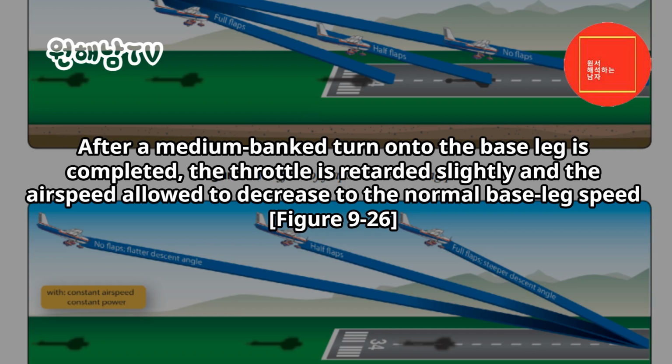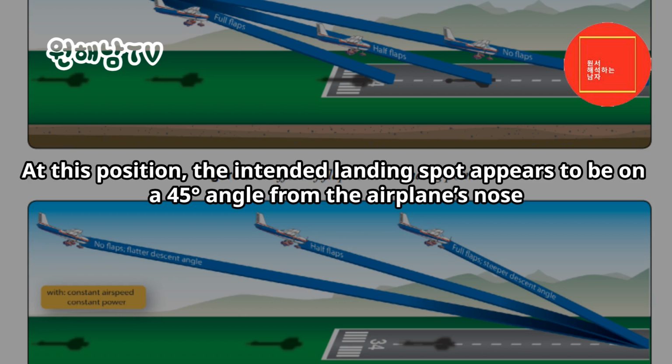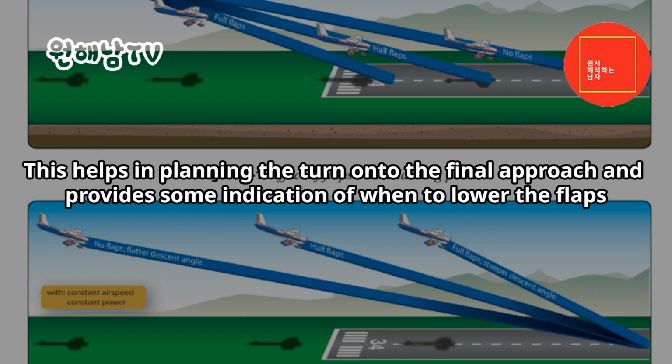Figure 9-26. On the base leg, the airspeed, wind drift correction, and altitude are maintained while proceeding to the 45 degrees key position. At this position, the intended landing spot appears to be on a 45 degrees angle from the airplane's nose. The pilot can determine the strength and direction of the wind from the amount of crab necessary to hold the desired ground track on the base leg. This helps in planning the turn onto the final approach and provides some indication of when to lower the flaps.